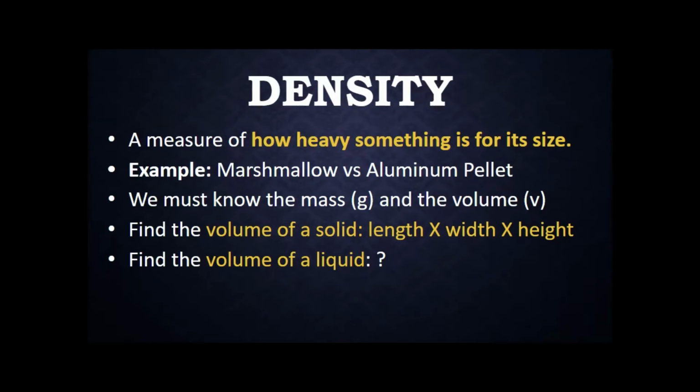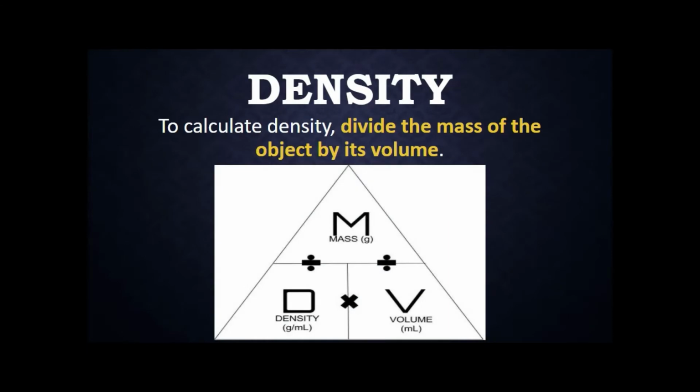What formula then do we use to find the volume of a liquid? That's a tough question, but I have an easy answer for you. We're going to use what's called the density mass volume triangle, or as I like to call it, the magic triangle. To calculate the density of an object, you'll simply divide the mass of the object by its volume. Well, how do you know that? Because the magic triangle told me so.